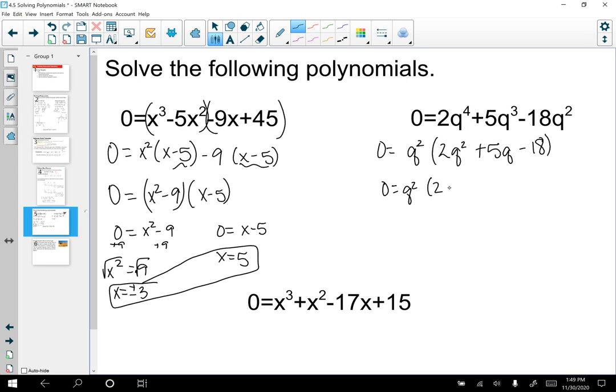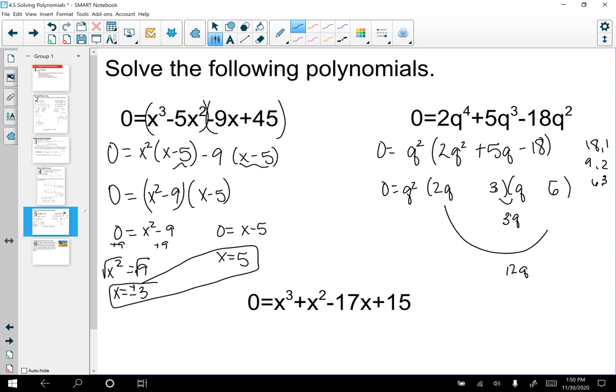Split this 2q squared up into 2q times q, and I look at what are the factors of 18. Well, I got 18 and 1, 9 and 2, or 6 and 3. And I usually start with the most broken down, so I'm going to go ahead and do that. 6 and 3. I get 6q and 6q. Anyway, with 6q and 6q, I can get 5q? No, so I would switch those. I have 3q and 12q.